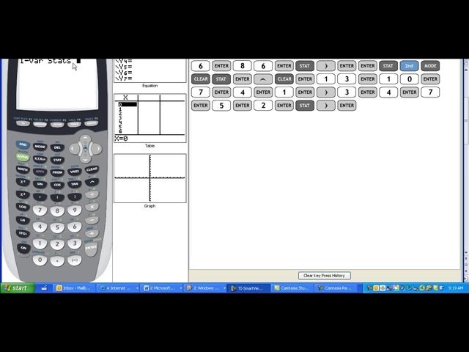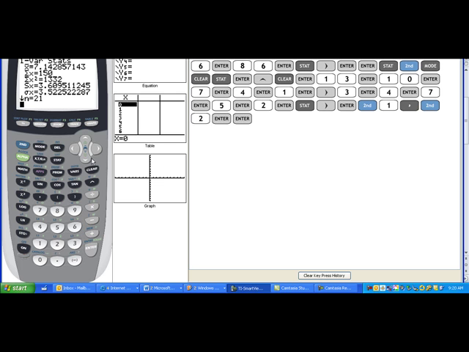When it comes up, because we're using the first two columns, we have to say second 1 to get L1, comma, second 2 to get L2. So what I'm telling it is the data values are in L1 and the frequencies are in L2. Okay, then I press enter, and we can see the mean for this particular group of data values would be rounded to 7.1. The sample standard deviation is 3.6 if you rounded it just to one decimal place.